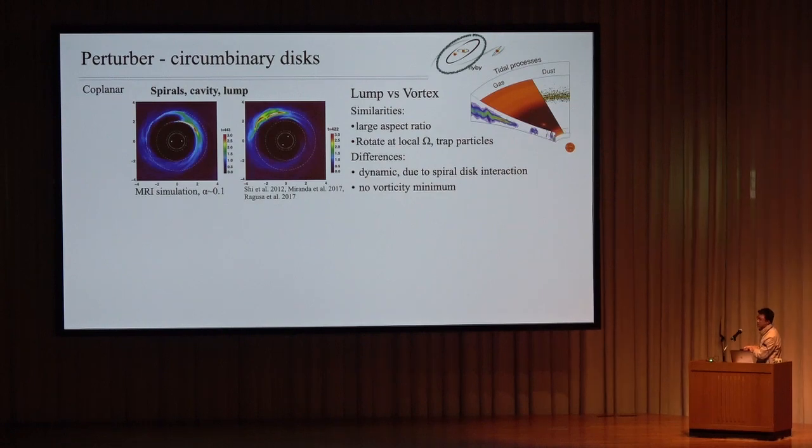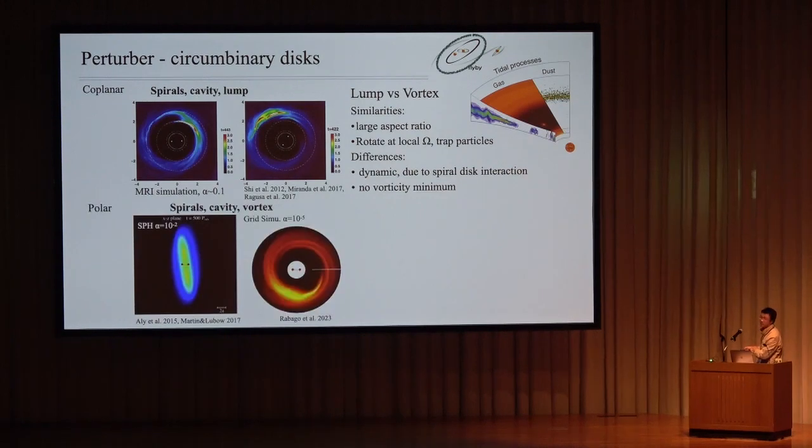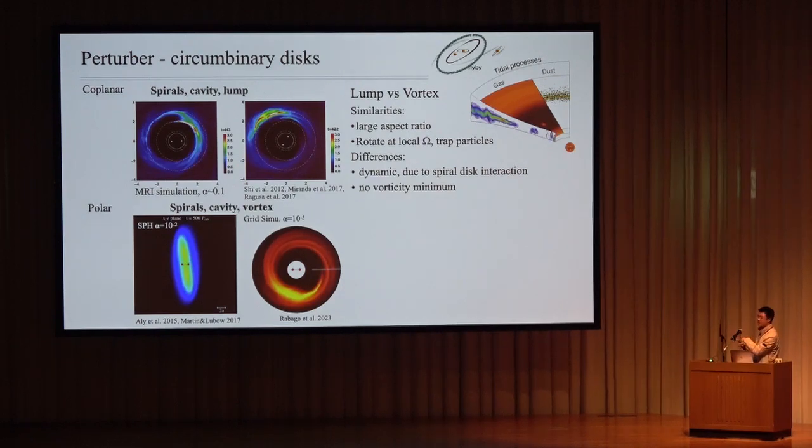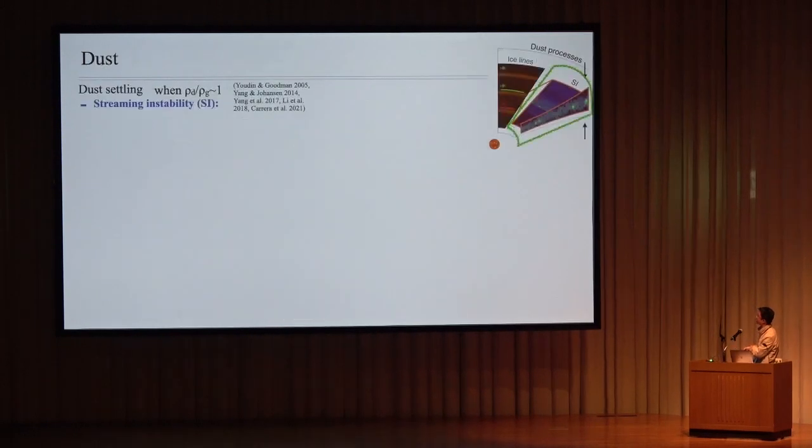The binaries do not have to be coplanar with the disk. This is one of the recent discoveries, that the binary plane and the disk plane could be perpendicular to each other as long as the binary has eccentricity. So you could have these polar aligned disks, also with spiral, cavity, and vortex. And more importantly, we have observed some of these systems.